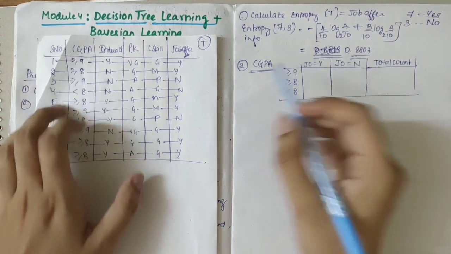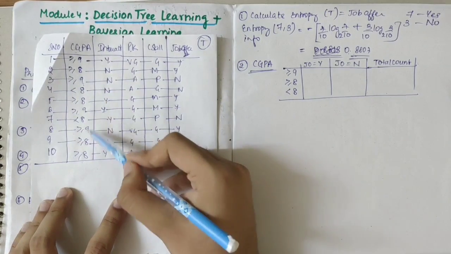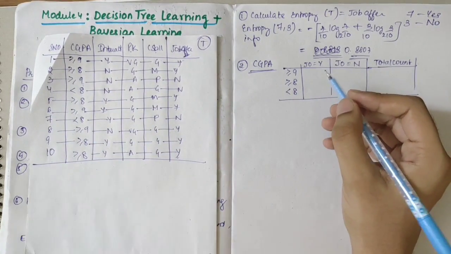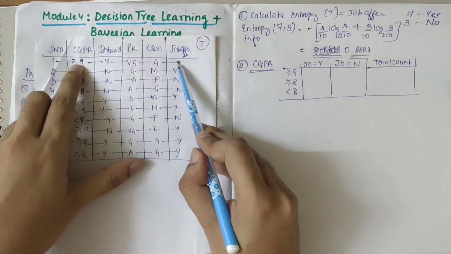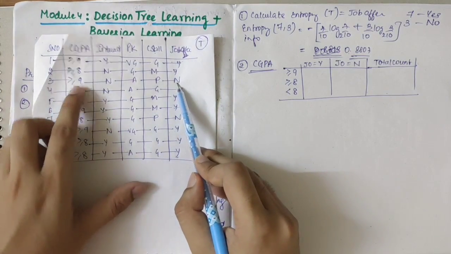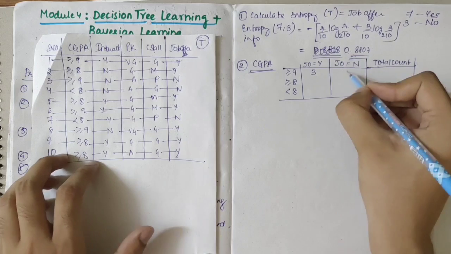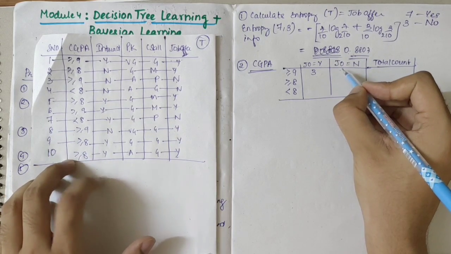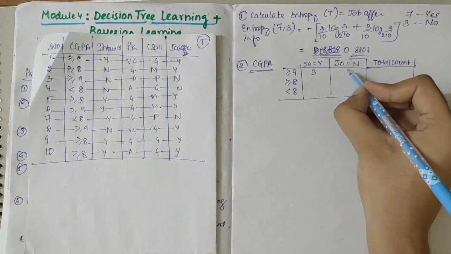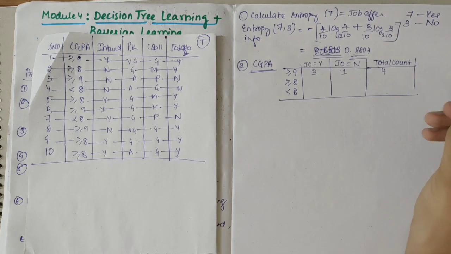Okay, so greater than 9, I have 1, 2, 3, 4, 4 are there. Out of 4: greater than 9 y, greater than 9 n, greater than 9 y, and greater than 9 y. So there are 3 yes and 1 no here. So the total count is 4.